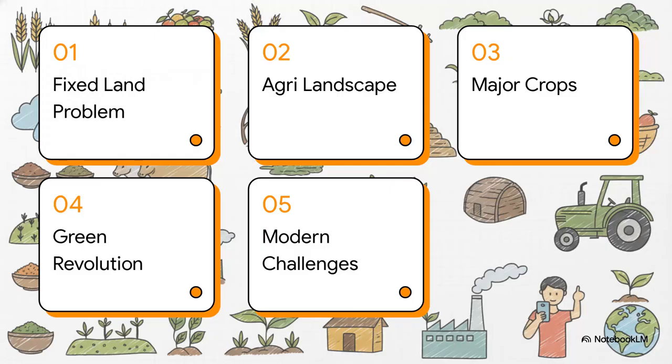So here is our roadmap for today. First, we'll look at the fixed land problem, then move into India's agricultural landscape, break down the major crops feeding India, dive into the history of the Green Revolution, and finally wrap up with modern agricultural challenges.